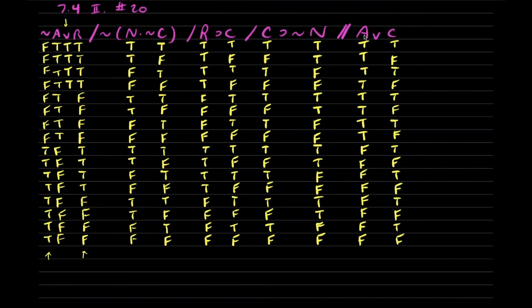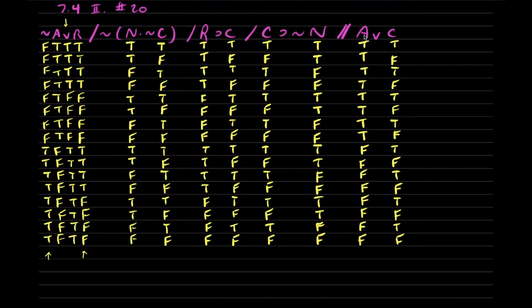Notice though, in the next 4 rows, we have false or false, that'll be false. False or false will be false, false or false will be false, and false or false will be false. In the next 4 rows, we have true or true, that's true, in each of the four rows. And in the last 4 rows, we have true or false, which is true because at least one of the two is true. Same thing here, same thing here, and same thing here.